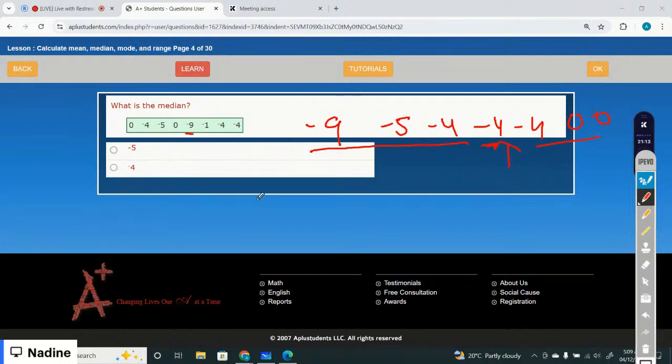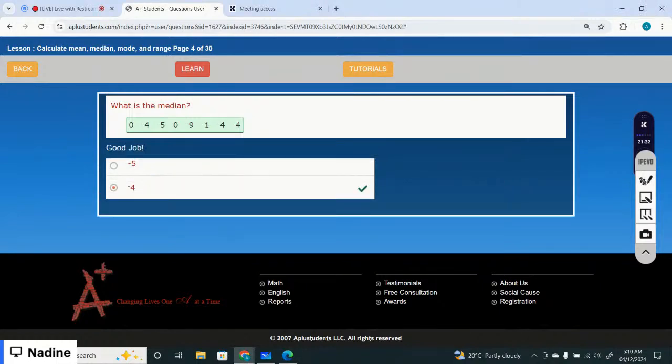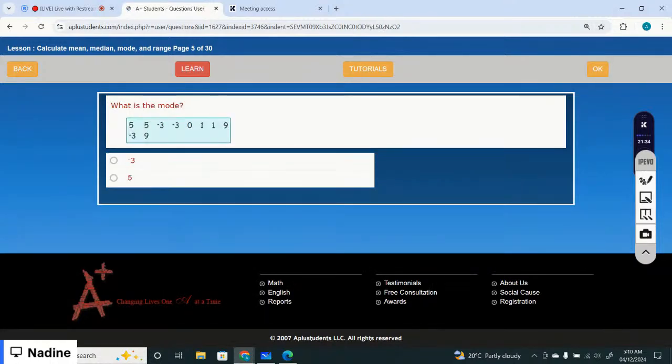Negative 4 is the median. Before the negative 4, you have three numbers that are smaller than negative 4, and after the negative 4, you have numbers that are greater than negative 4. So the median is negative 4. Whenever you have to calculate the median, you have to arrange the numbers from least to greatest. Actually, the median is the middle number, right?